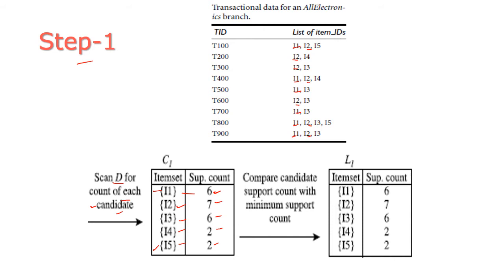Likewise, we need to count the support of the items, how many times a particular item is purchased. So this is candidate 1, C1. From this, compare the candidate support count with the minimum support count. Let us take the minimum support count as 2. If it is 2 or more we can accept it; if it is below 2 we reject that item. All our items are greater than or equal to 2, so we can accept the list, that is L1, as it is.